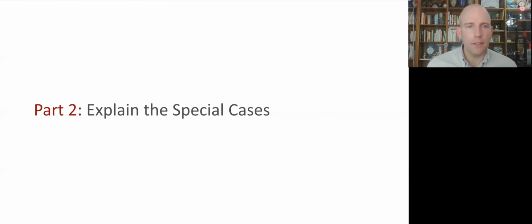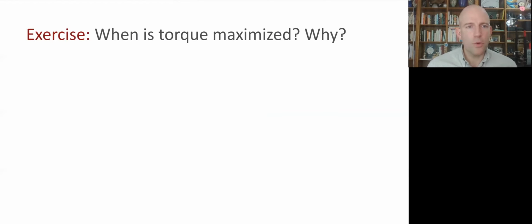So the first exercise tries to answer this question. When is torque maximized and why? So think about that for about 1 minute individually. Try to come up with a succinct answer to both parts of the question. Then explain your answer to your partner, listen to theirs, and work together to try to come up with a very clear, simple explanation. When is torque maximized and why? And hit pause now.